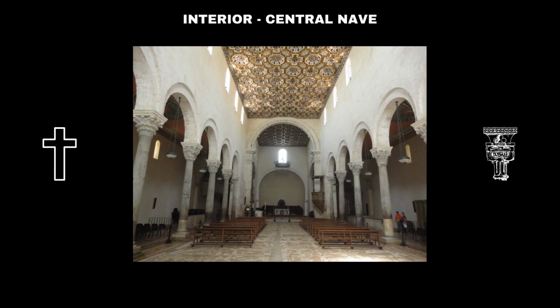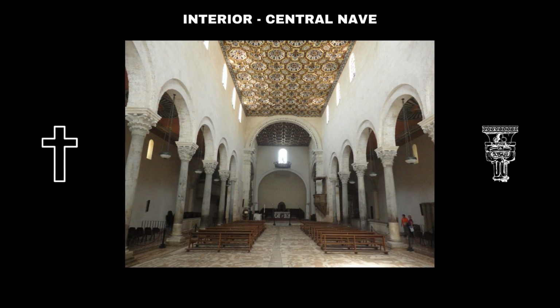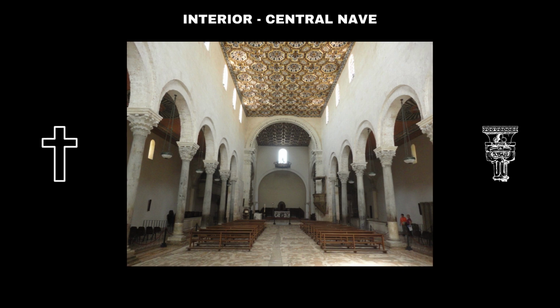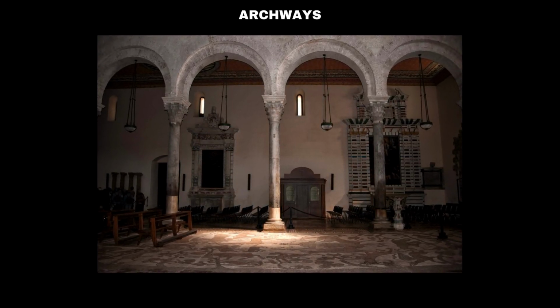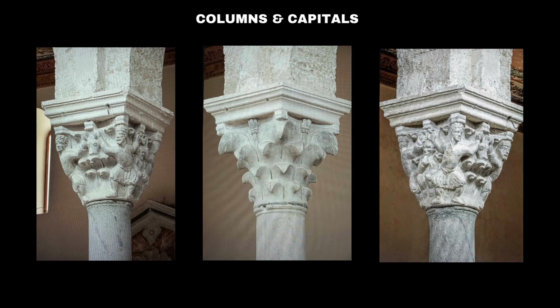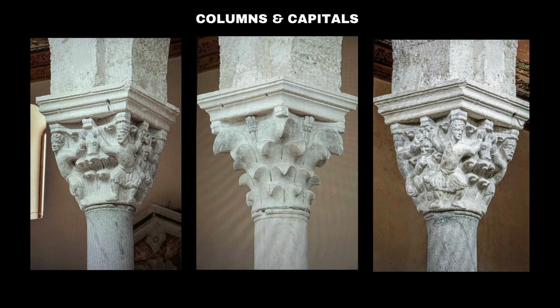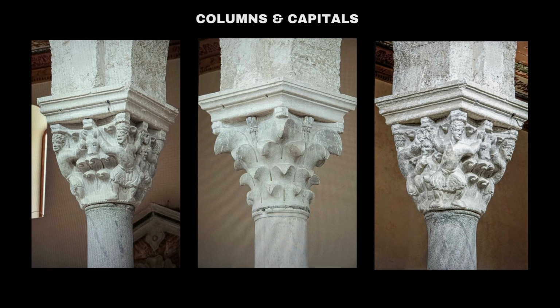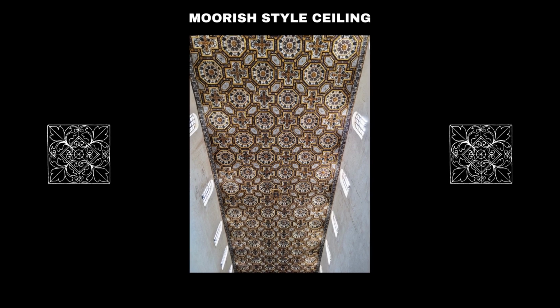The interior plan of the church is a Latin cross. It has a central nave and two aisles that are separated by 12 arches, which are supported by 14 granite columns, each with a different capital. The central ceiling is in Moorish style with wooden coffers.